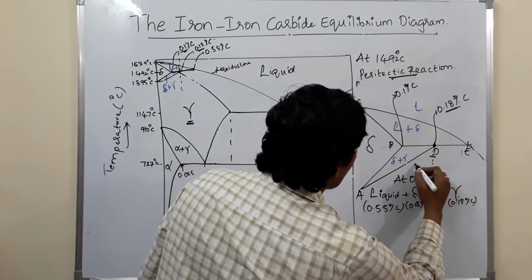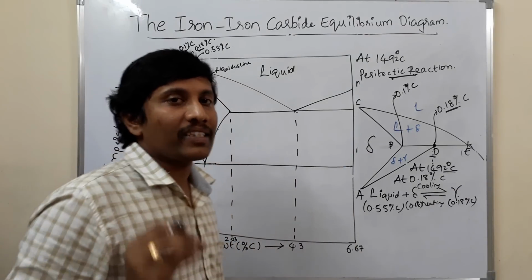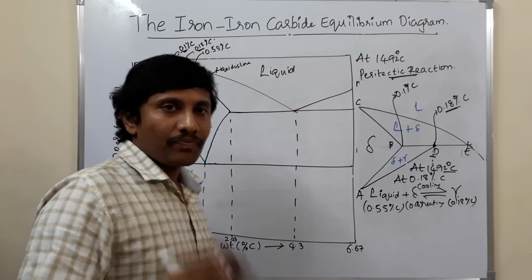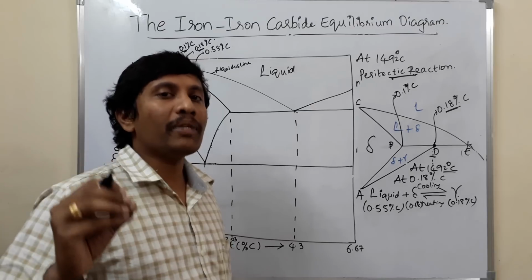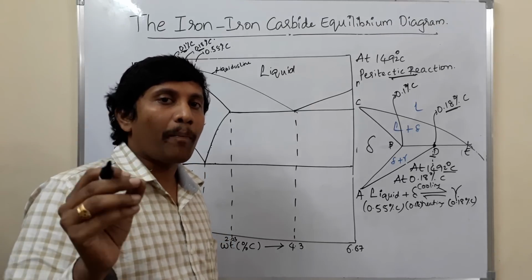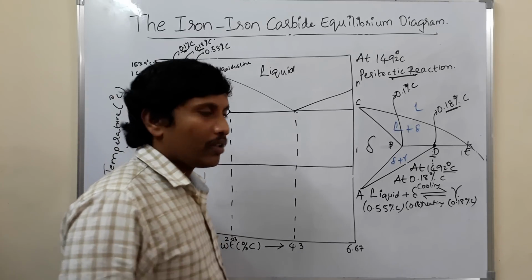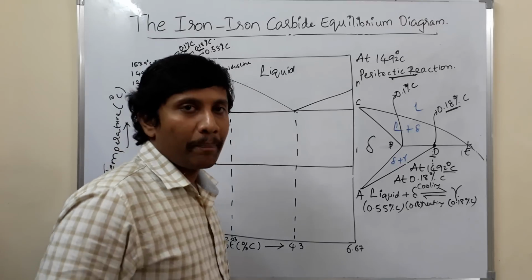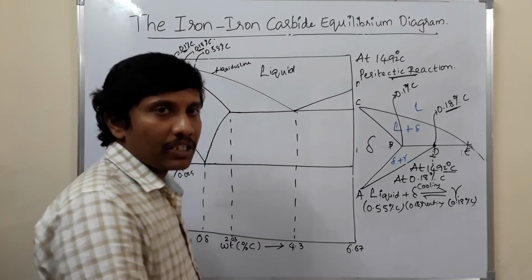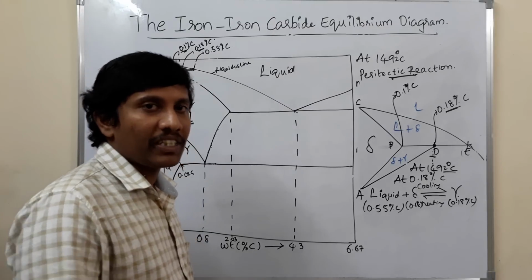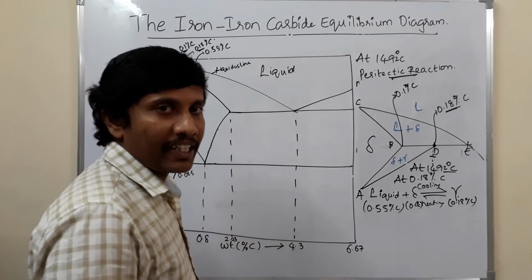At 1492 degrees centigrade. Okay. At 1492 degrees centigrade, peritectic reaction takes place. So that's why it is called an invariant reaction, where the degree of freedom is 0. It occurs at a particular composition and at a particular temperature. Those values are fixed. Okay. So this is one invariant reaction which is called the peritectic reaction. We will see the next phase change which is occurring in this iron carbon equilibrium diagram, or we will be seeing the next invariant reaction which is occurring.